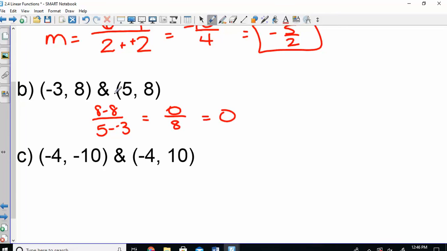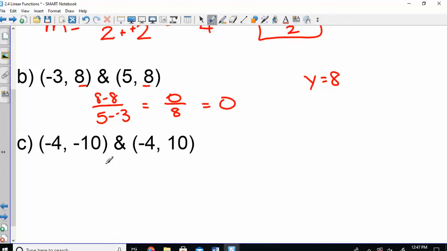Could you guys tell me just by looking at those points? We know a horizontal line is y equals something. Yeah, this would have to be a y equals 8. Good. We haven't done that yet. We'll do it next week, but just want to see what you remembered. Okay, C.